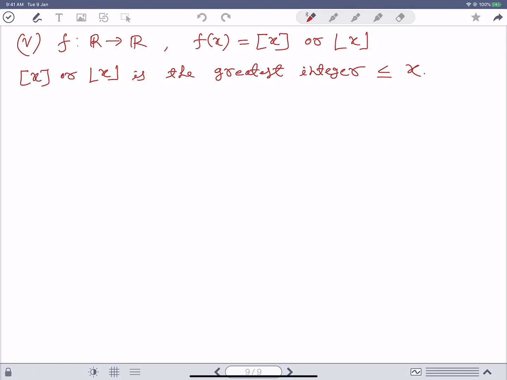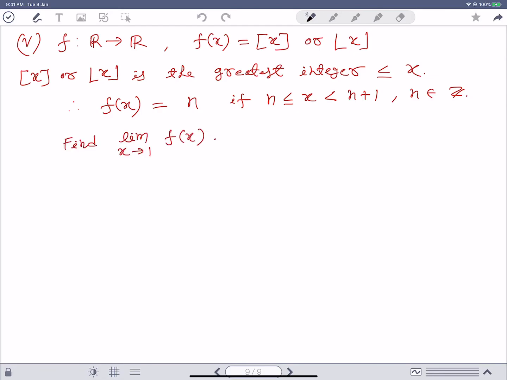So in other words, f(x) = n if n ≤ x < n+1, where n belongs to Z. And suppose we wish to find the limit as x tends to 1 of f(x). Now here is the solution. First of all, if we choose the sequence xn = 1 + 1/(n+1), then obviously xn converges to 1 as n tending to infinity.